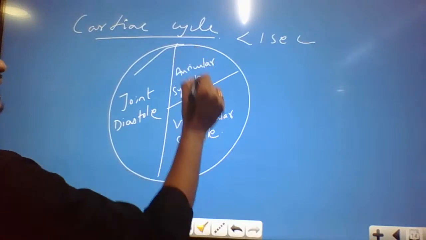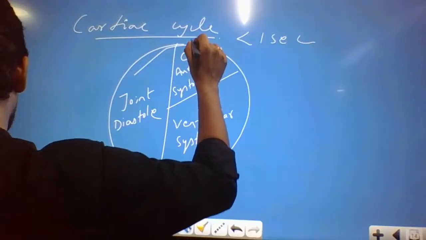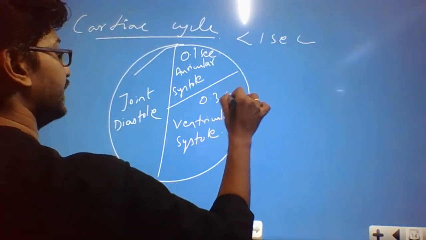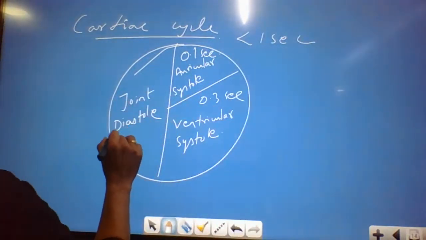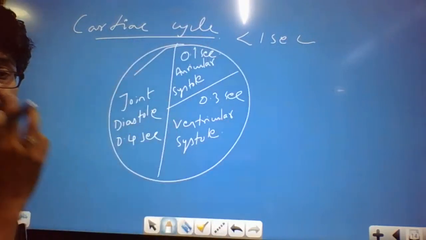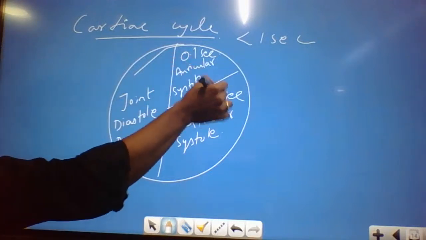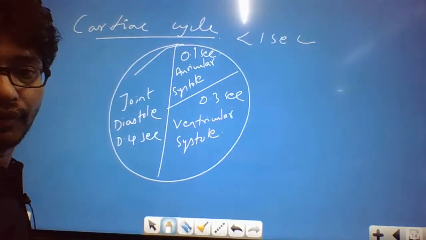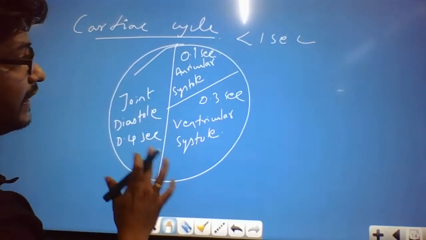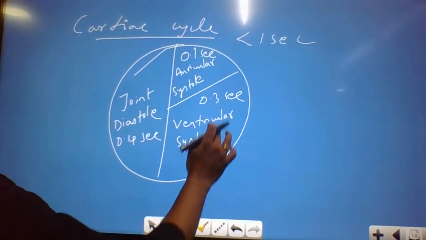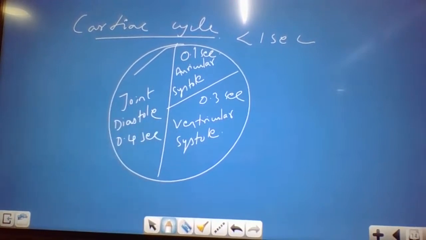For example, the auricular systole takes 0.1 second, the ventricular systole takes 0.3 second, and the joint diastole takes 0.4 seconds. So the entire cardiac cycle takes less than 1 second, about 0.8 seconds in all. The auricular systole is 0.1 second, the ventricular systole is 0.3 seconds, and the joint diastole is 0.4 seconds, right?